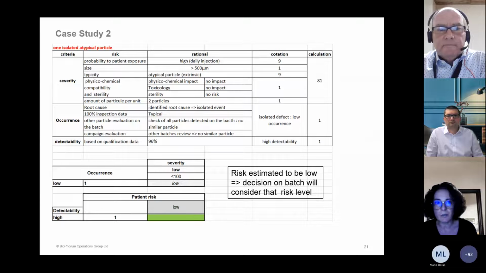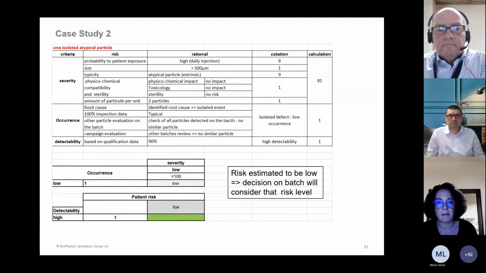We will then cross that with the occurrence on the batch. That will be driven by the root cause analysis. In that case, we identified one root cause that allowed us to consider that it was an isolated event. We didn't have any huge contamination on the batch, and the inspection data were typical. We also checked whether other similar particles could have been observed on the batch or on other batches manufactured at the same time. In that case, nothing else was detected, so the quotation regarding occurrence was low. Then we cross the severity and occurrence, which allows us to determine that the risk is low.